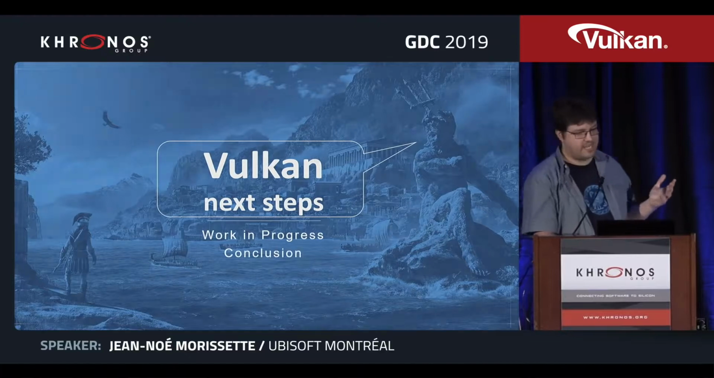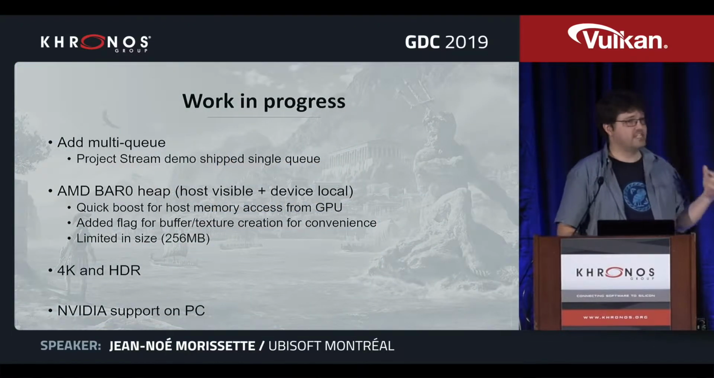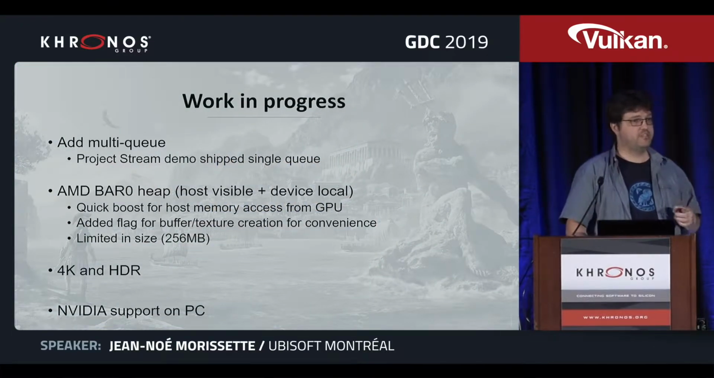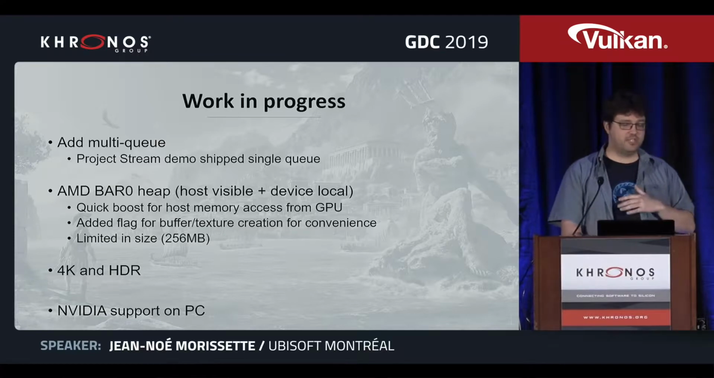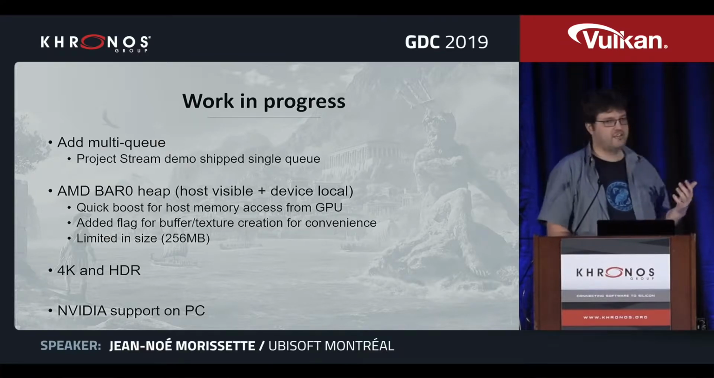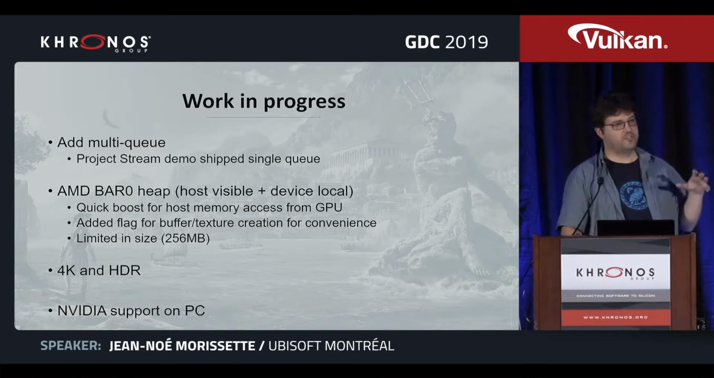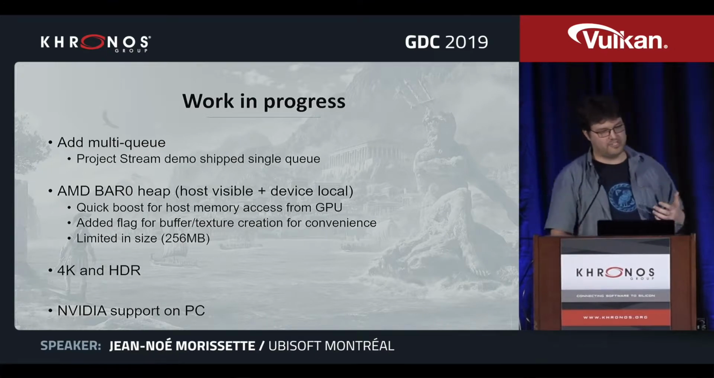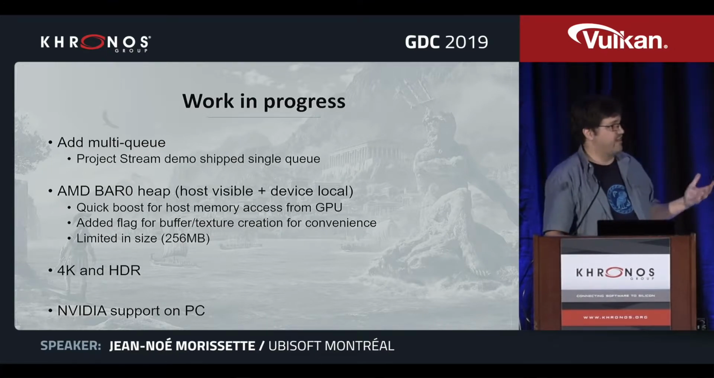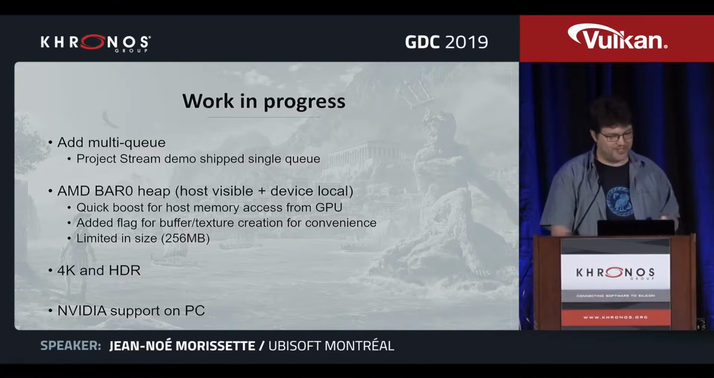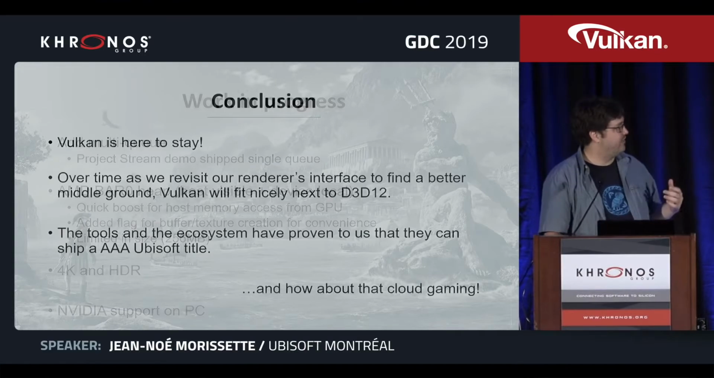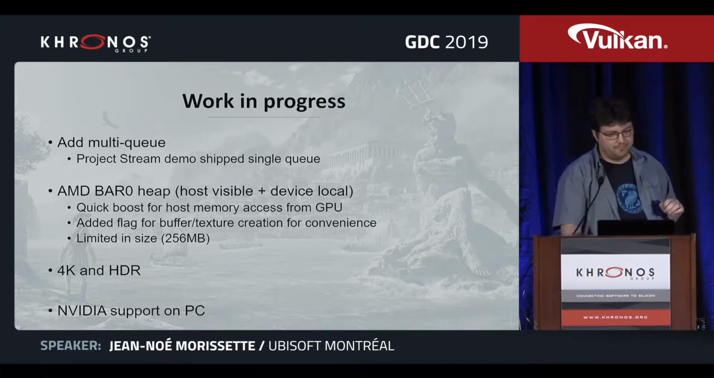So where are we at, the work that we have in progress. The Project Stream demo when we shipped it was running on a single queue. And because the hardware was a beast, we were running at 30 FPS everywhere anyway. So there was no reason to risk going to multi-queue at this point. But we did all that work, like you see, we debugged their semaphores and all that. So we're definitely going to get back to that.